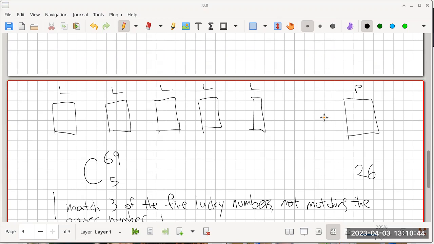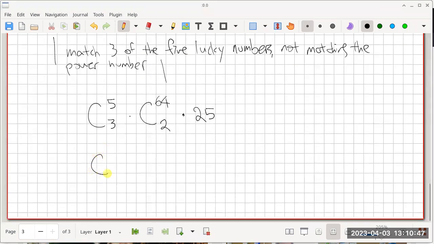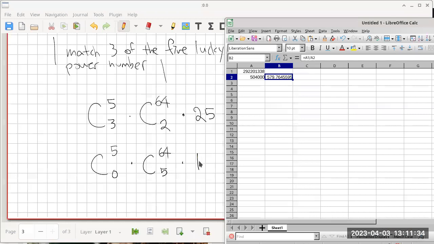So the math is going to be, if you want to keep this format, Combin 5, 0: of the 5 lucky numbers, we want none of them. Then we multiply by Combin 64, 5: of the 64 unlucky numbers, we want 5 of those. Then for the Powerball number, there's only one winning Powerball number. This gives us the number of tickets that would win the lowest tier of prizes. We'll take a look at this, and we switch to the spreadsheet. There we go.